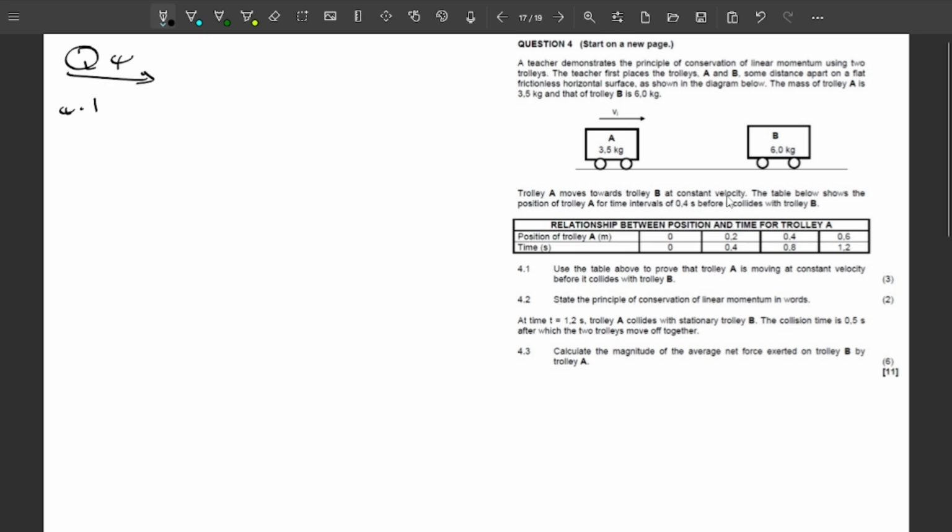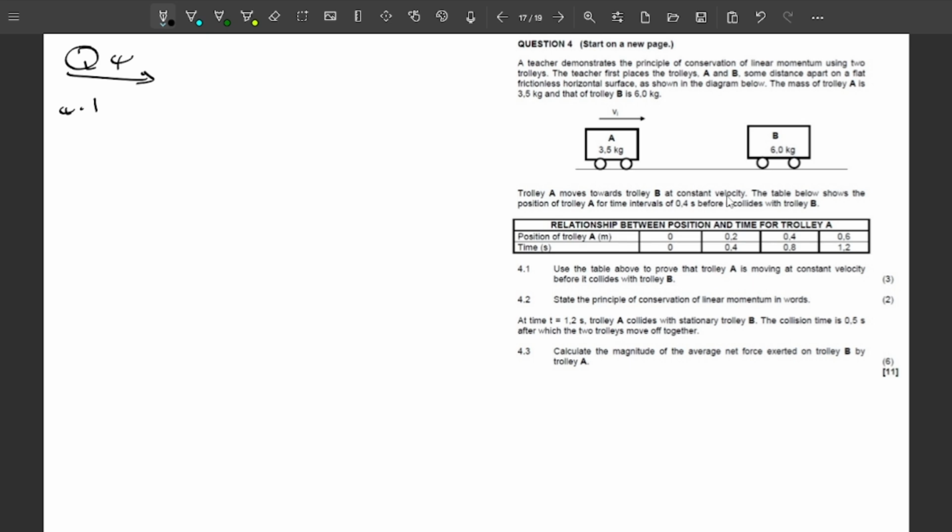Q4. Before we start, we have to read the question statement because it is important to understand the problem. A teacher demonstrates the principle of conservation of linear momentum using two trolleys. The teacher first places trolleys A and B some distance apart on a flat frictionless horizontal surface, as shown in the diagram below. The mass of trolley A is 3.5 kg and that of trolley B is 6.0 kg.